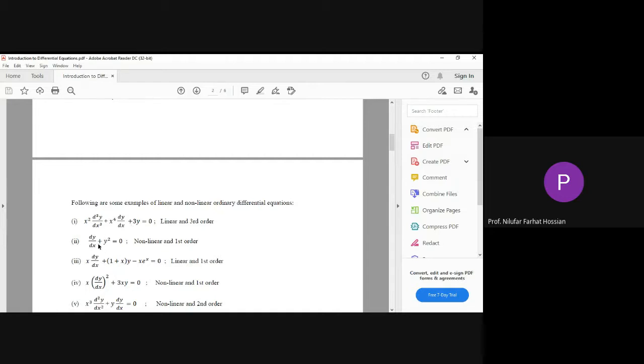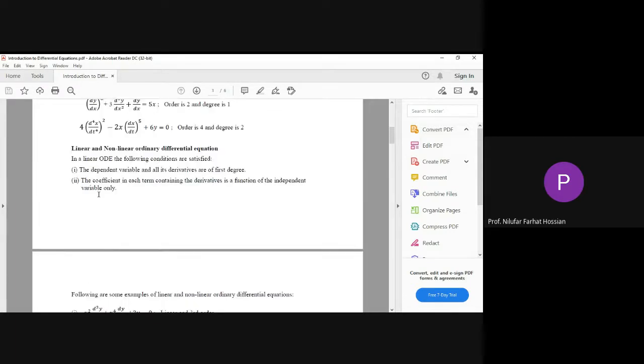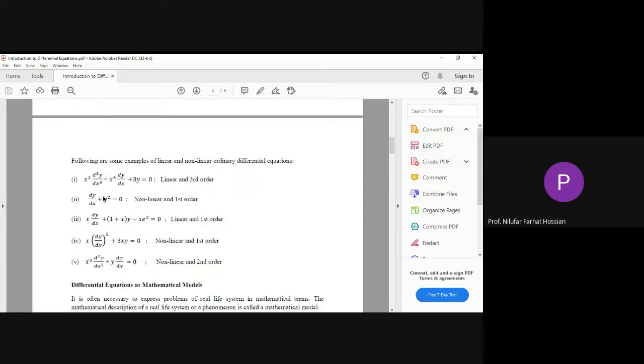You see, dy dx is a first order derivative and the power is 1, so it is okay. But here x is the independent variable and y is the dependent variable, and the power of this y is 2. It is not 1. So the first condition is not satisfied, because in the first condition, what was it? The dependent variable should have degree 1. The derivatives should also have degree 1. So the first condition is not satisfied for this term. So this is a non-linear equation and it has the order 1.